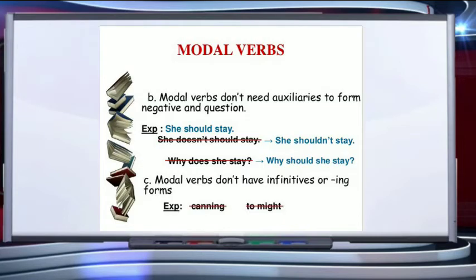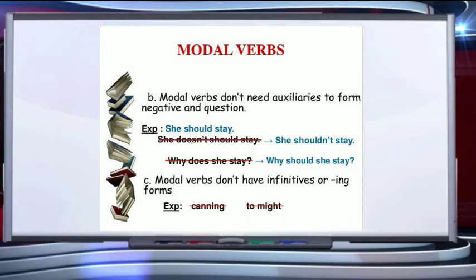Also remember children, modal verbs do not need auxiliaries to form negatives and questions. For example, we say she should stay. We do not say she doesn't should stay. Instead of this, we say she shouldn't stay. She should not stay. We do not need any further auxiliary or helping verbs with the modals to frame a sentence. Similarly, we write, why should she stay?